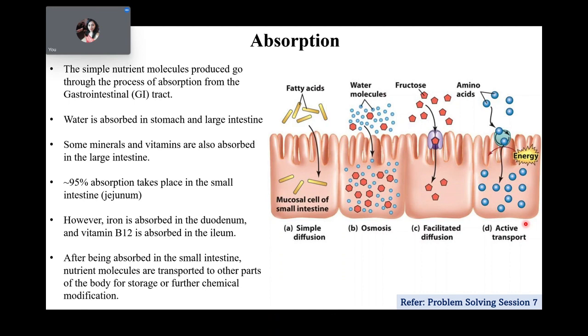And how does this absorption take place? This absorption takes place at the epithelial tissue lining of the small intestine, and there you have several wrinkles which are covered by small structures like villi.